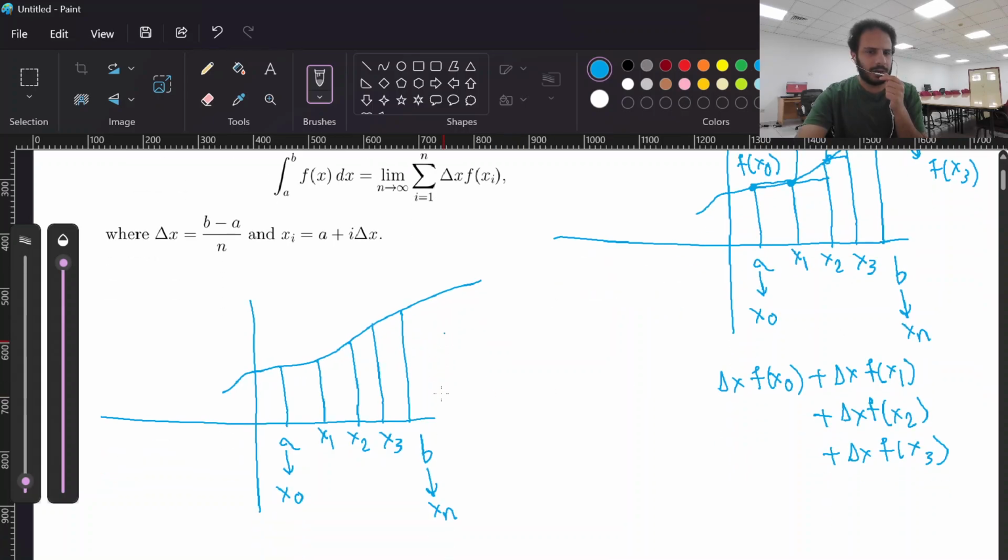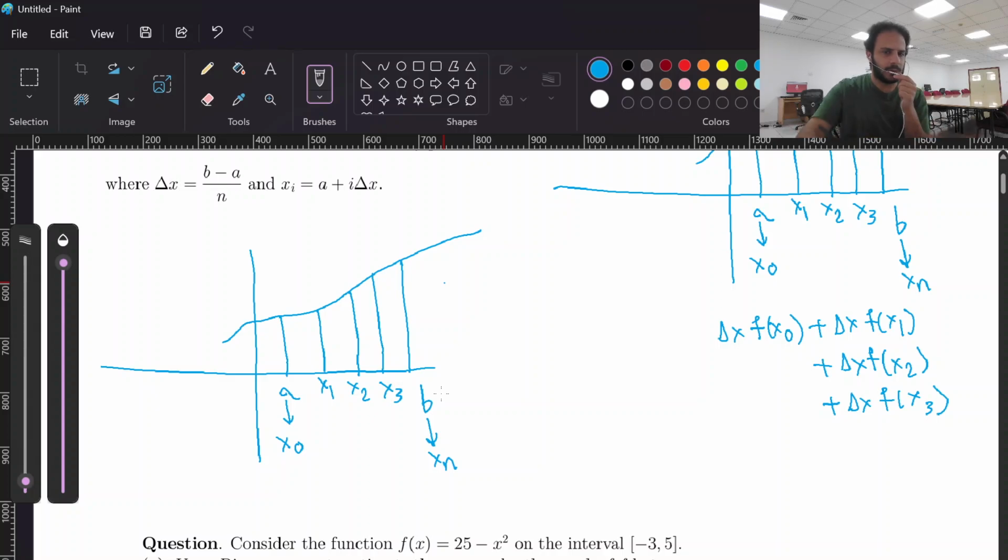Now if you use right endpoint, let's see the other one, right endpoint now. So you start at the right endpoint like this. Then right endpoint, right endpoint, right endpoint. Good. What's the height of the first rectangle here? f of x1. Here f of x2.